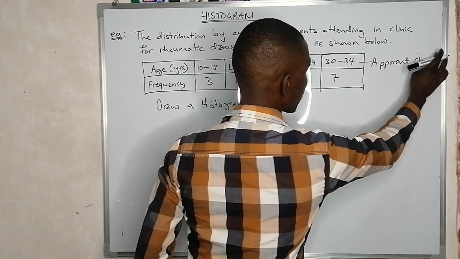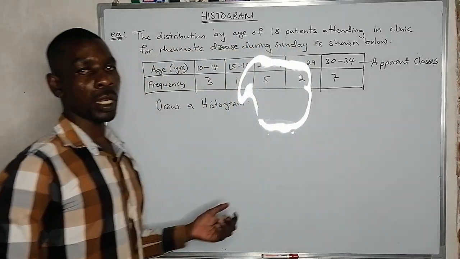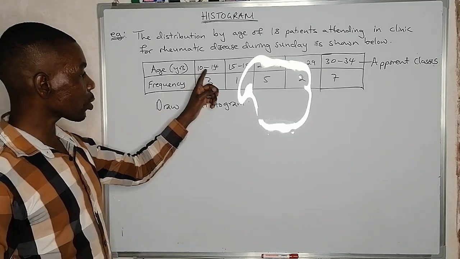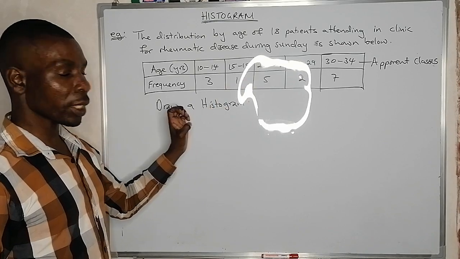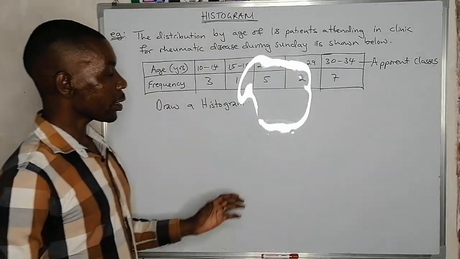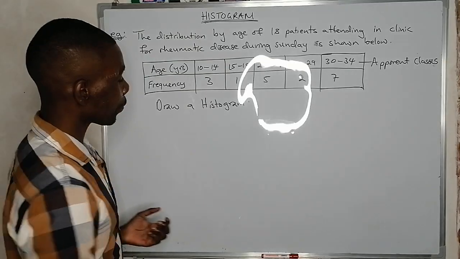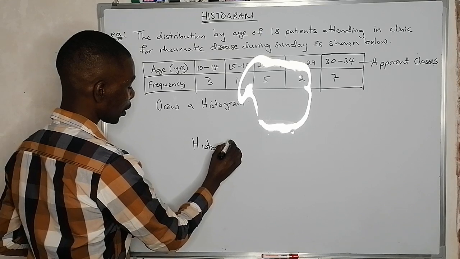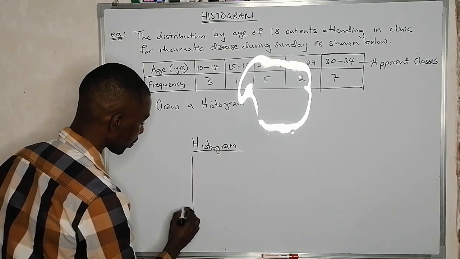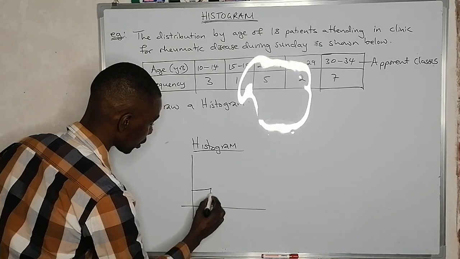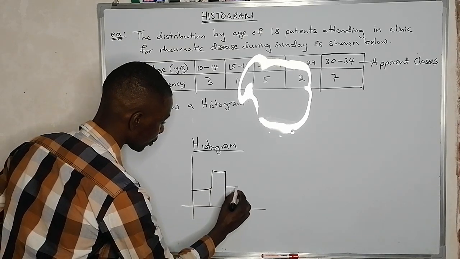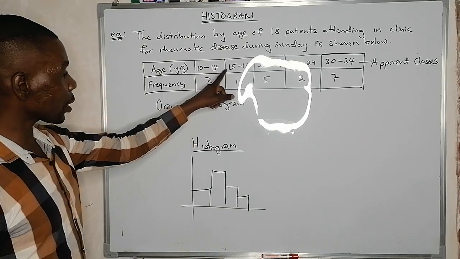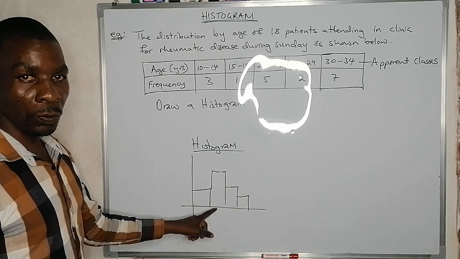But under normal circumstances, we use real classes to draw a histogram, because we can't plot a histogram with ranges 10 to 14, 15 to 19. It will be a bar graph. The difference between a histogram and a bar graph is that a histogram has continuous bars. When we have 14 and 15 here, there will be a gap of 1 unit.